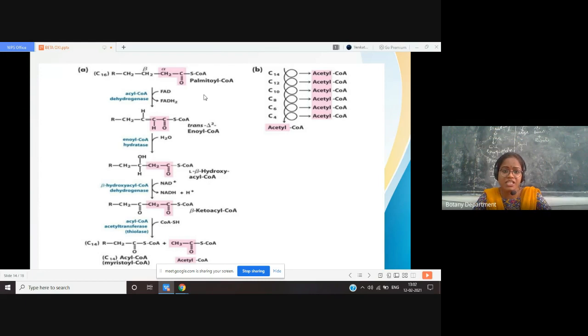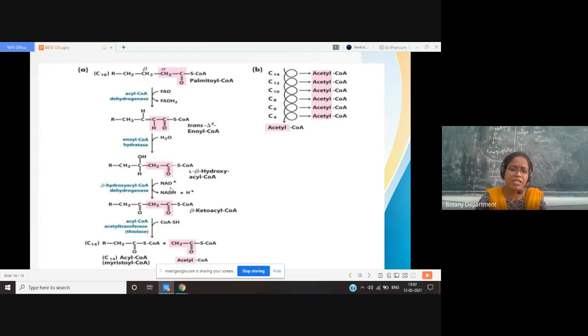Here in the oxidation step, palmitoyl CoA is getting converted to trans delta square enoyl CoA with the help of FAD, which is converted to FADH2. Next, trans delta square enoyl CoA is getting converted to beta hydroxy acyl CoA in the presence of water. This is a hydration reaction, enzyme enoyl CoA hydratase. This beta hydroxy acyl CoA is getting converted to beta keto acyl CoA with the help of enzyme beta hydroxy acyl CoA dehydrogenase.